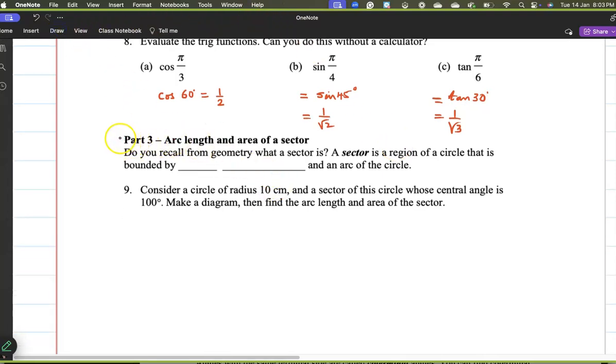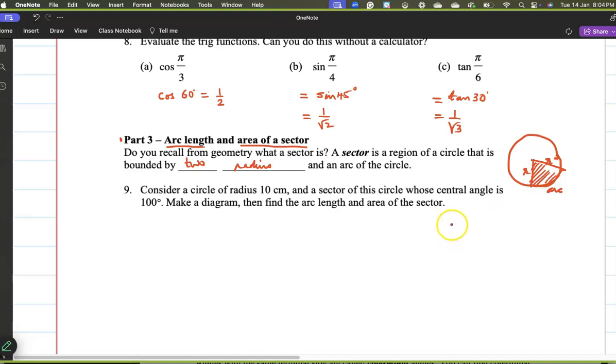Okay. Part 3: arc length and area of a sector. Now, if you have a sector, it is a region which is bounded by the radius and the arc of a circle. So this is the arc, this is a radius and this is a radius, since it's bounded by 2 radii and the arc of a circle. So this region is your sector.